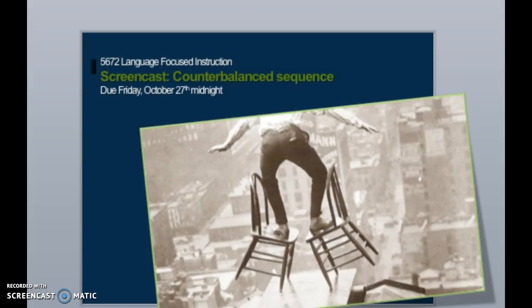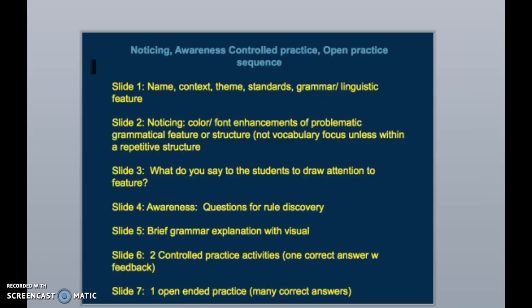Hello, DLI Cohort 1. This is an example of a counterbalance sequence for the 5672 class, and it is due on Friday at midnight. In this presentation, you will see in slide 1 the name, context, theme, standards, and grammar or linguistic feature that is problematic.